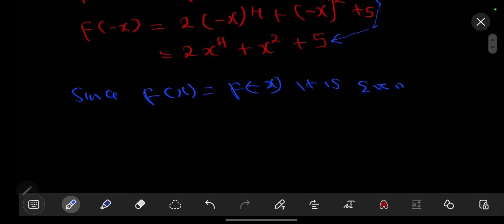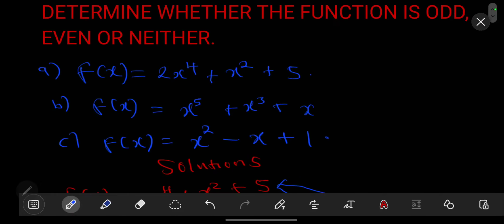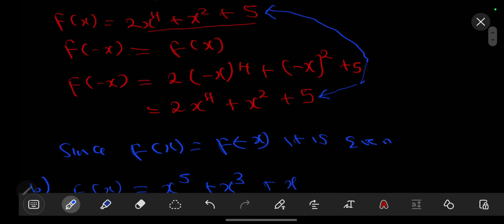Let's look at our part B. So part B says that we have a question such as f of x should be equal to x to the power of 5. We have then plus x to the power of 3. Then we finally have plus x, if I'm not mistaken. We have plus x there.